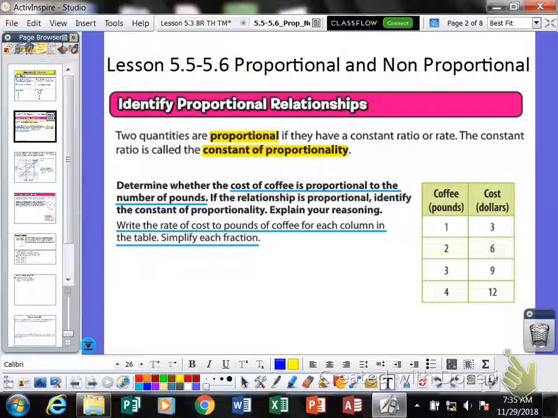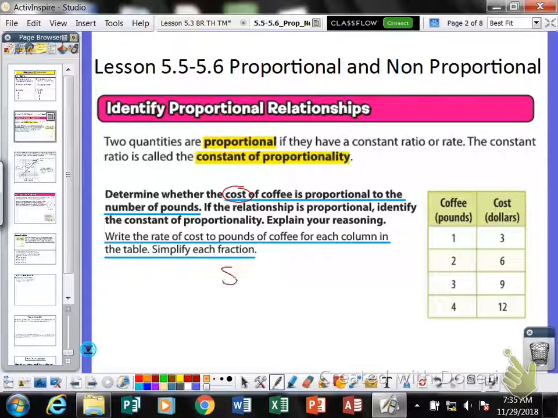Determine whether the cost of coffee is proportional to the number of pounds. So let's start there. Is cost proportional to number of pounds? What we do is we look for each section. Let me just write this over here. So we have cost to pounds. All right, so is it proportional?